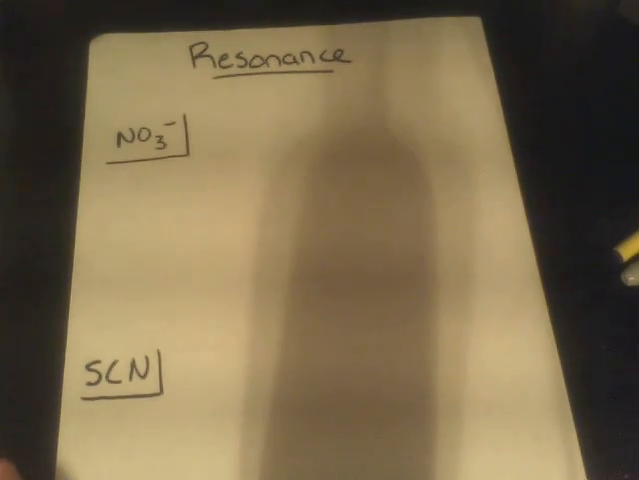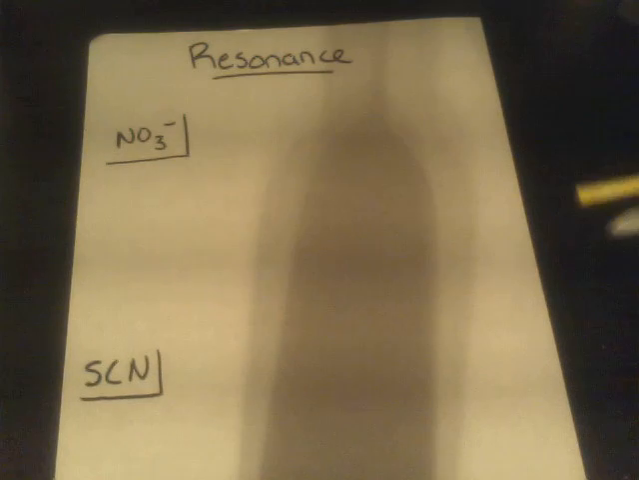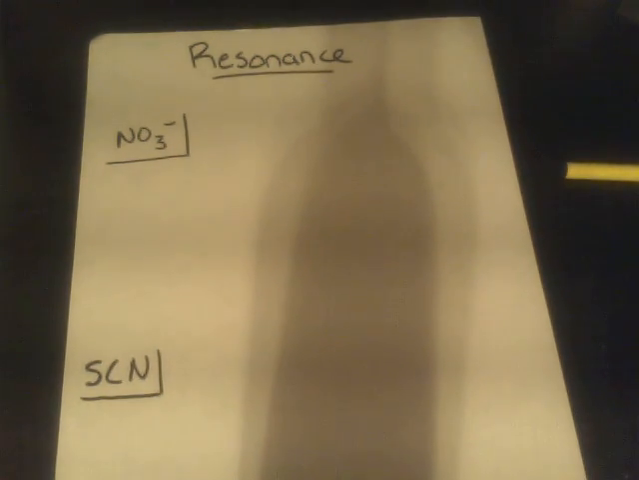Hey guys, so for this video, why don't we go over resonance, right? Chapter 8. Resonance is when you have two different structures and they differ only by electron arrangement, not by number of electrons and not by the skeleton. So let's get a couple examples of this.